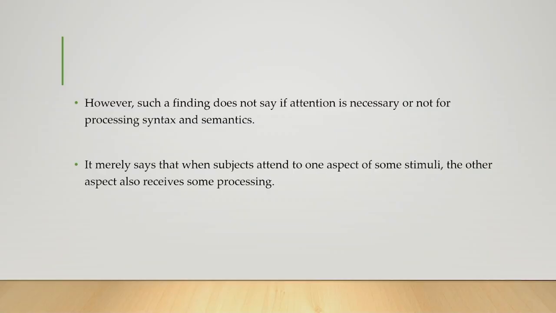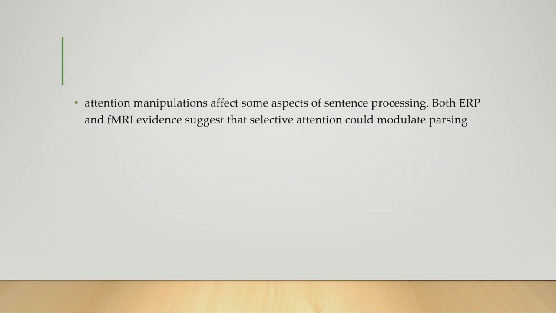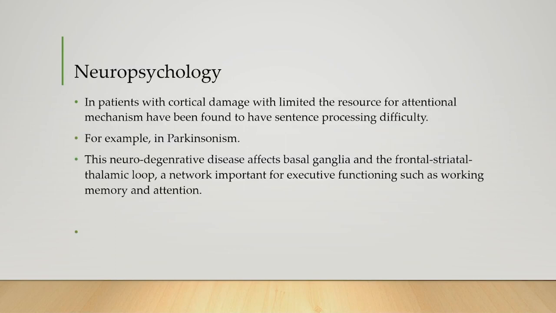It merely says that when subjects attend to one aspect of some stimuli, the other aspect also receives some processing. So, attention manipulation affects some aspects of sentence processing; this is the lesson that we finally have. Both ERP and fMRI evidence suggest that selective attention could modulate parsing, but whether it can cause it or whether it is absolutely necessary, that we still do not know.